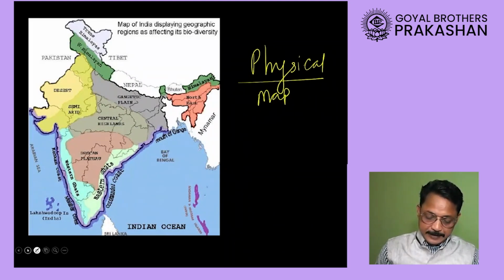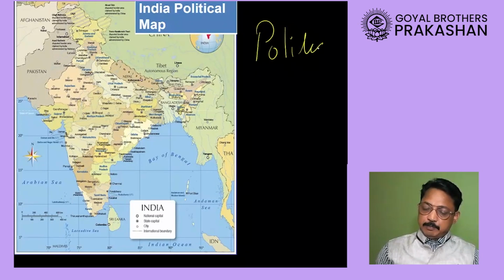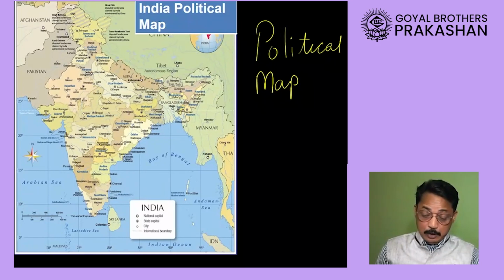Now look at the next map. The name itself is telling us that it is a political map. Now a political map, dear students, shows states, capitals, districts, cities, villages, major ports, major towns, and political boundaries between the states and the villages and the countries. We call that map by the name political map, consisting of the villages and cities and towns and states and capitals and so on.